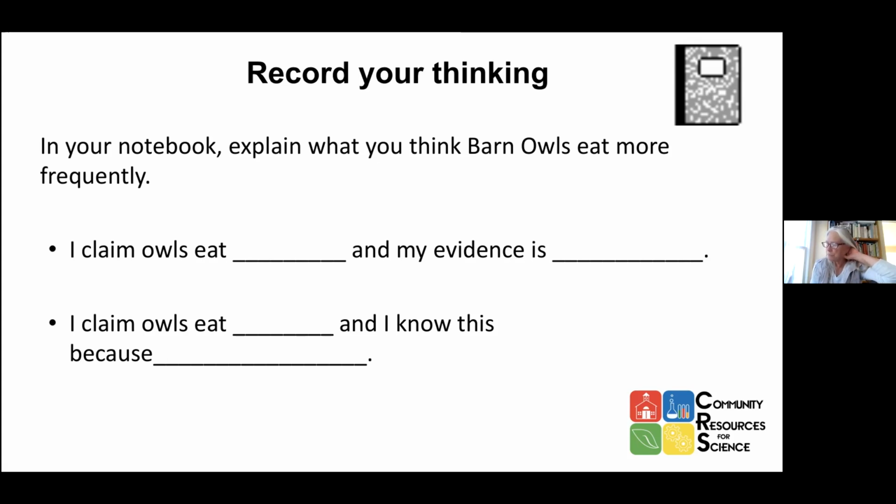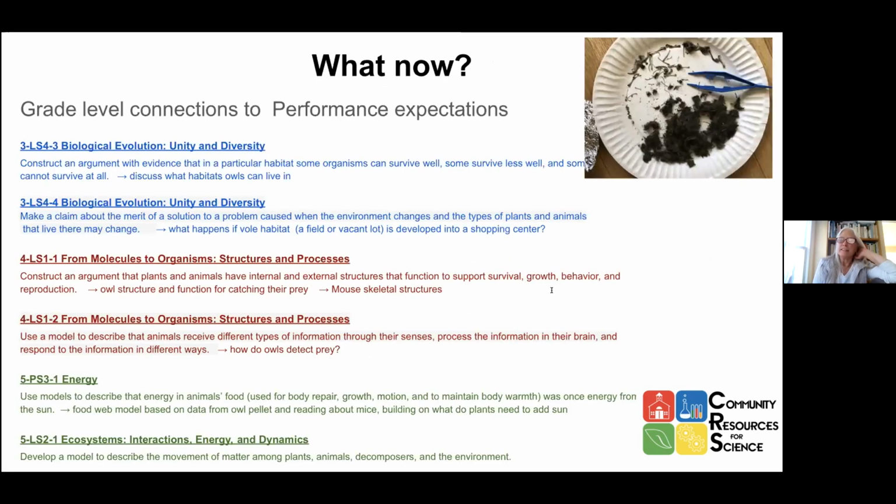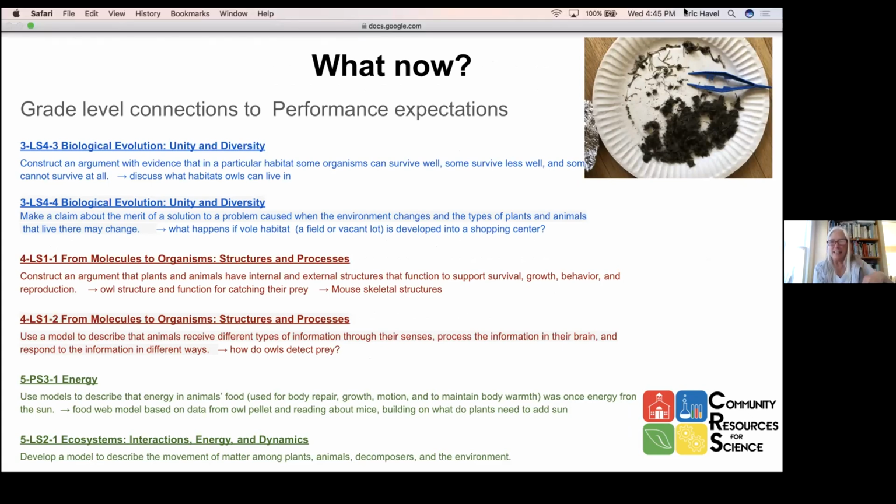Next slide. So that's enough if you want to just have kids explore owl pellets and have a really good time with it. But you can also take this farther. Once you've got the data about what's in there, you can make some grade level connections to performance expectations. Here I've listed the 3rd, 4th, and 5th grade performance expectations that I find a connection with. So can we go to the next slide?